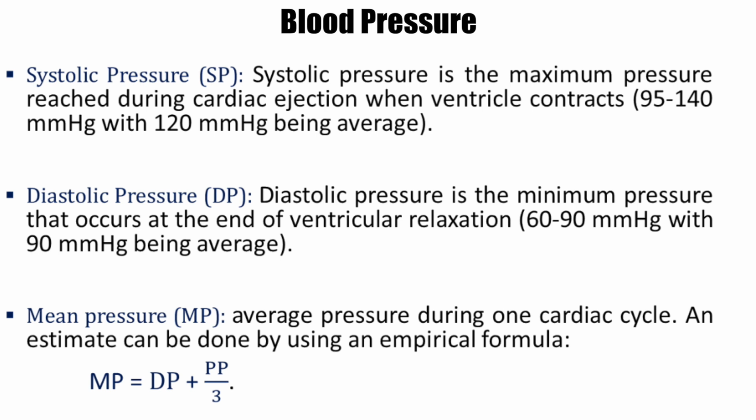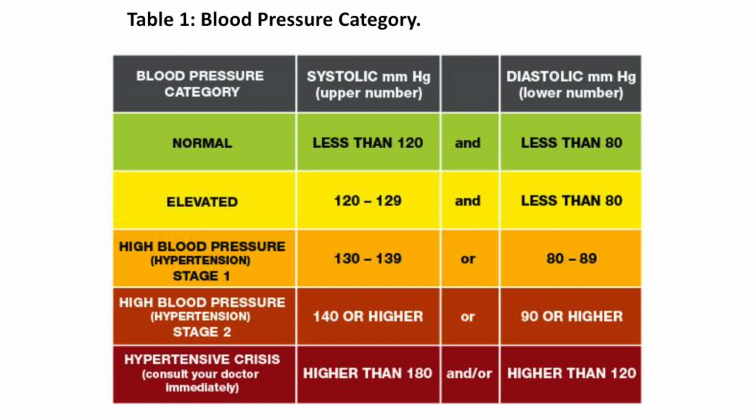Mean pressure is defined as average pressure during one cardiac cycle, and its estimate can be made by using an empirical formula. Mean pressure can be written as equal to diastolic pressure plus 1/3 of pulse pressure. Now we are going to see the blood pressure categories: normal, elevated, high blood pressure, hypertension stage 1, high blood pressure, hypertension stage 2 and hypertensive crisis, consult the doctor case.